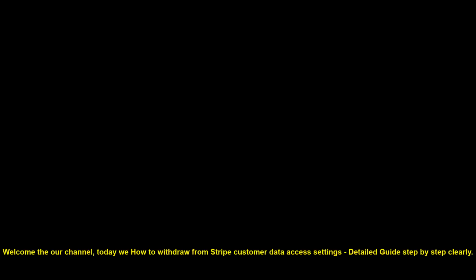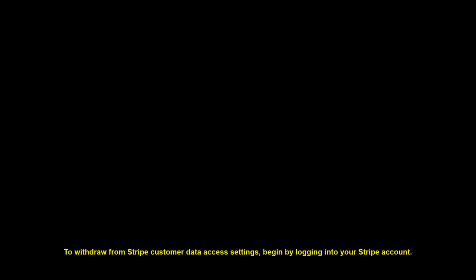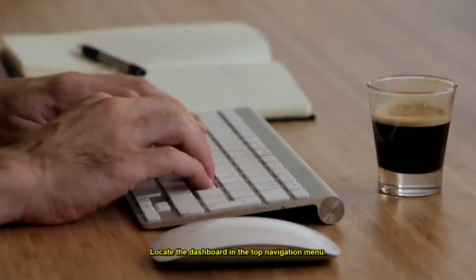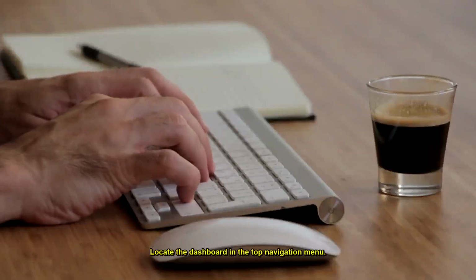To withdraw from Stripe customer data access settings, begin by logging into your Stripe account. Locate the dashboard in the top navigation menu. Click on Settings, usually found in the bottom left corner. In the Settings menu, look for Data Protection or Compliance options. Select Customer Data Access from the options provided.